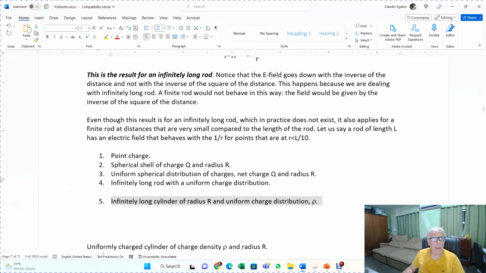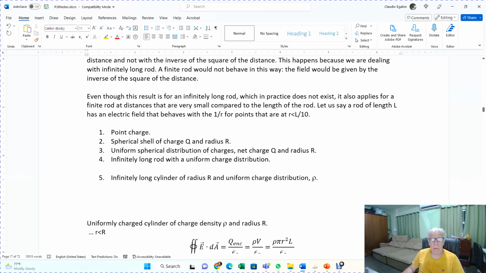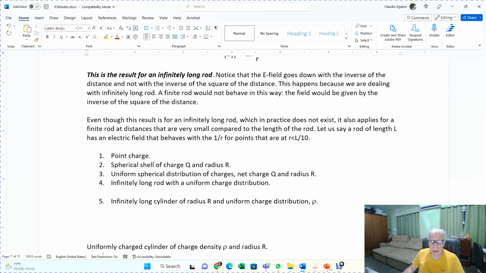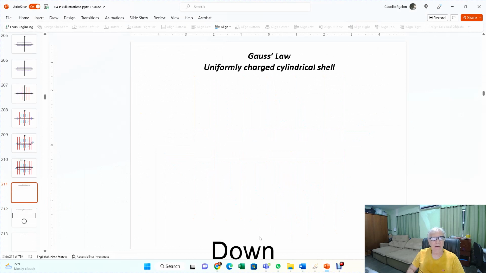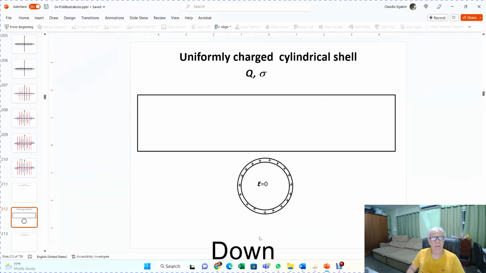Now we're going to do item number 5. It's an infinitely long cylinder of radius R. It's a solid cylinder of radius R and uniform charge distribution, rho. Now the charge distribution is not going to be one-dimensional, but a three-dimensional charge distribution. This problem is very similar to the problem of the solid sphere. How does it look in terms of the geometry?